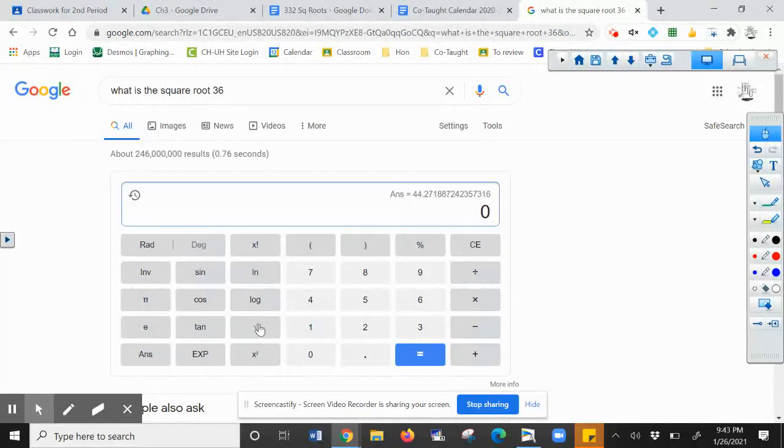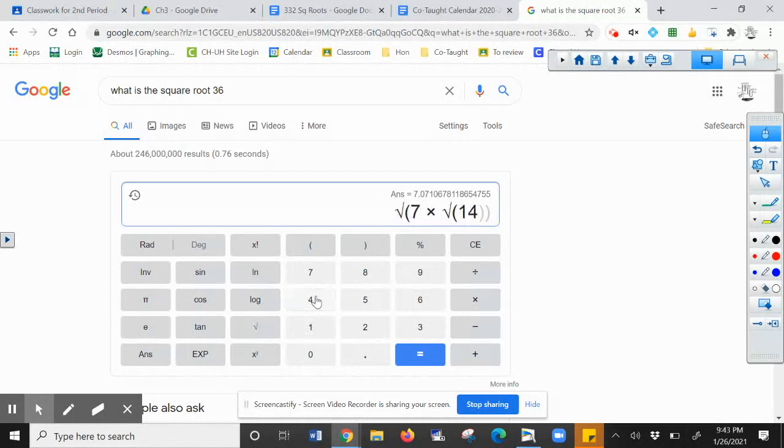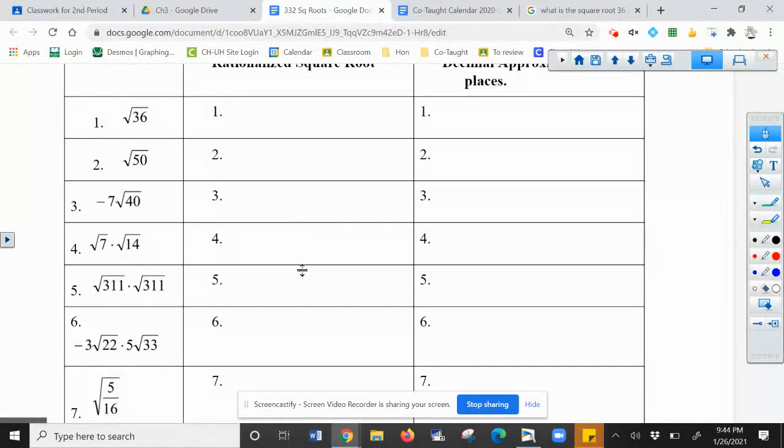Or if I wanted to take the square root of 50, which was the second problem, the square root of 50 is 7.07 because I asked for 2 decimal places. Even if you wanted to do the square root of 7 times the square root of 14, it'll give you an approximation, 5.12, because we go to 2 decimal places. So you can use any number of calculators to find this decimal approximation for our numbers. A Google calculator is fine, but if you have a regular calculator, that's even better.